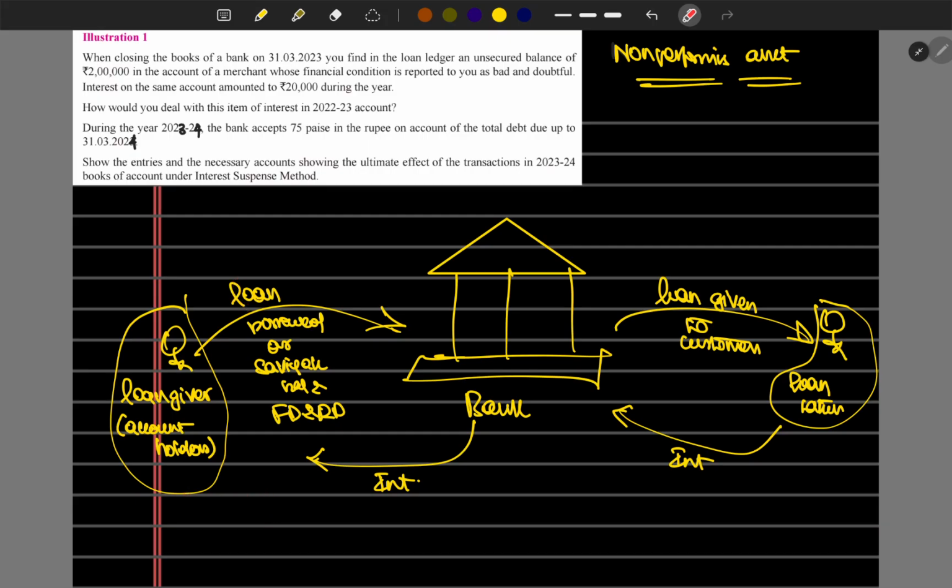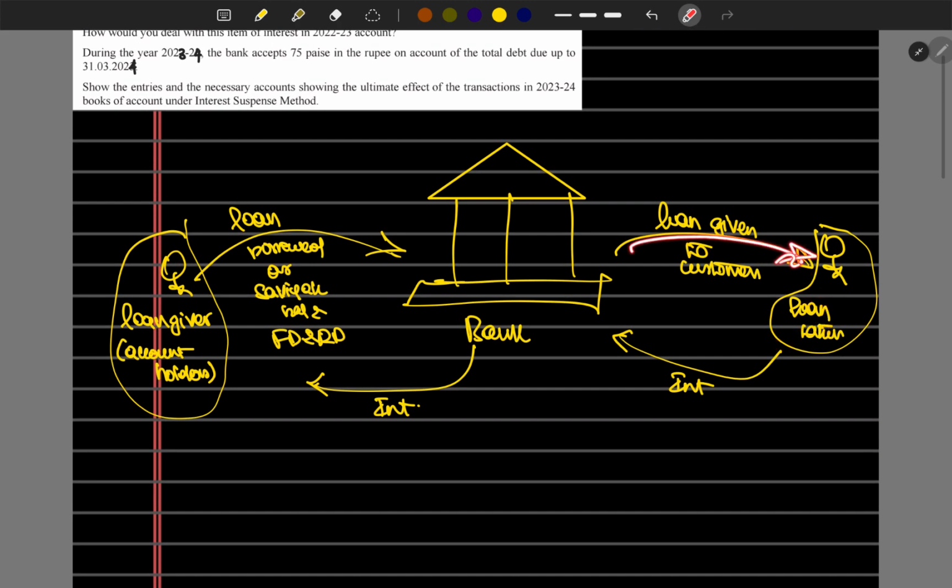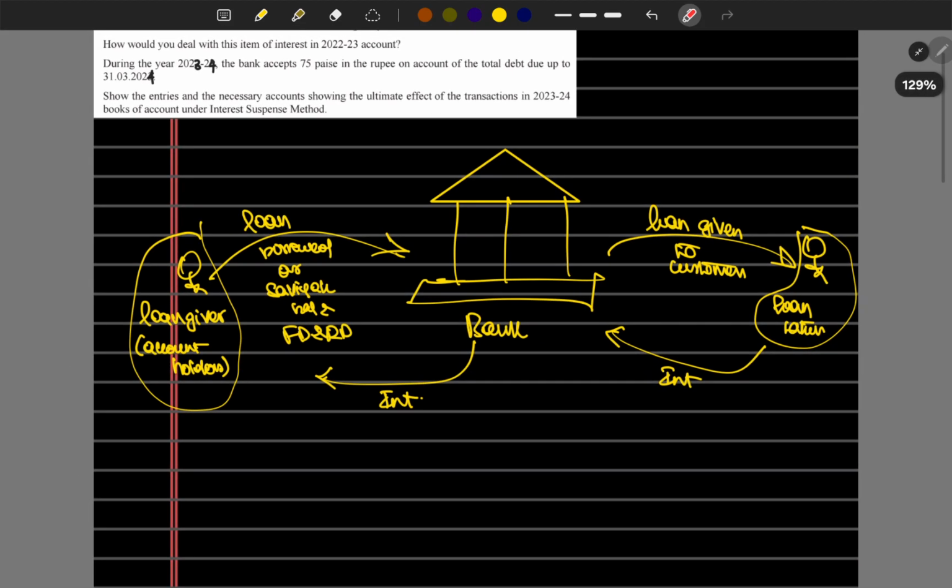Then what about the loan given to customers? Loan given to customers is an asset in the books of the bank. For the loan given to the loan taker, the bank charges interest, for example 10 percent. And the bank pays interest to the ultimate loan givers, the account holders, at 7 percent, 8 percent, or 6 percent. So this is how the bank works, and the difference of interest is the income for the bank.